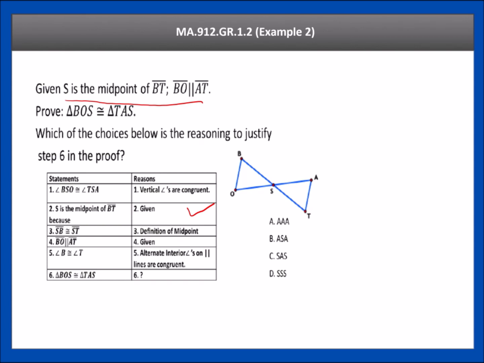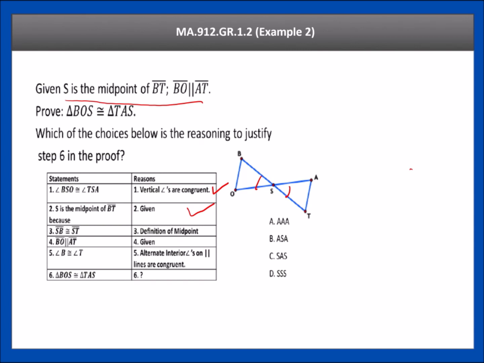Now, for step 1, we said that BSO is congruent to TSA, and that's because these two angles are congruent because they're vertical angles. Vertical angles are when you have two lines that cross and you're looking at the two non-adjacent angles, the two angles that are opposites of each other. Those two are always congruent. Just like these two are congruent as well. Those are also vertical angles. So the vertical angles theorem takes care of statement 1. Those two angles must be congruent.